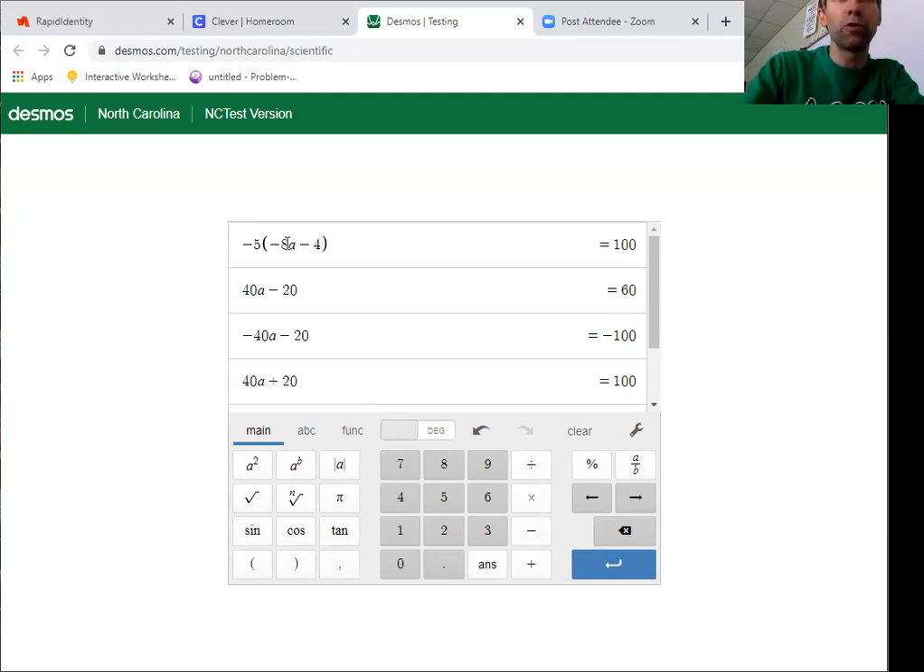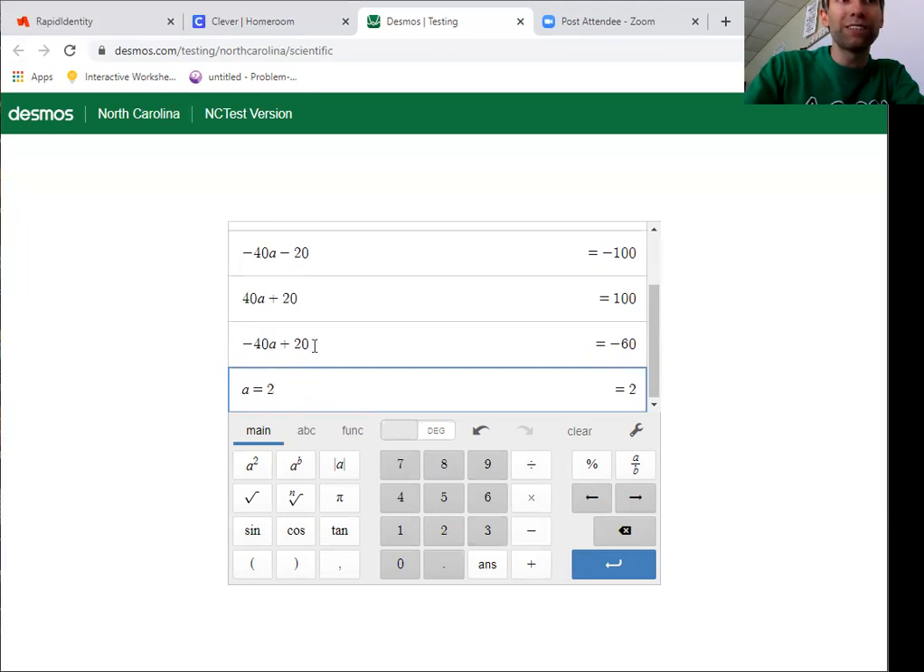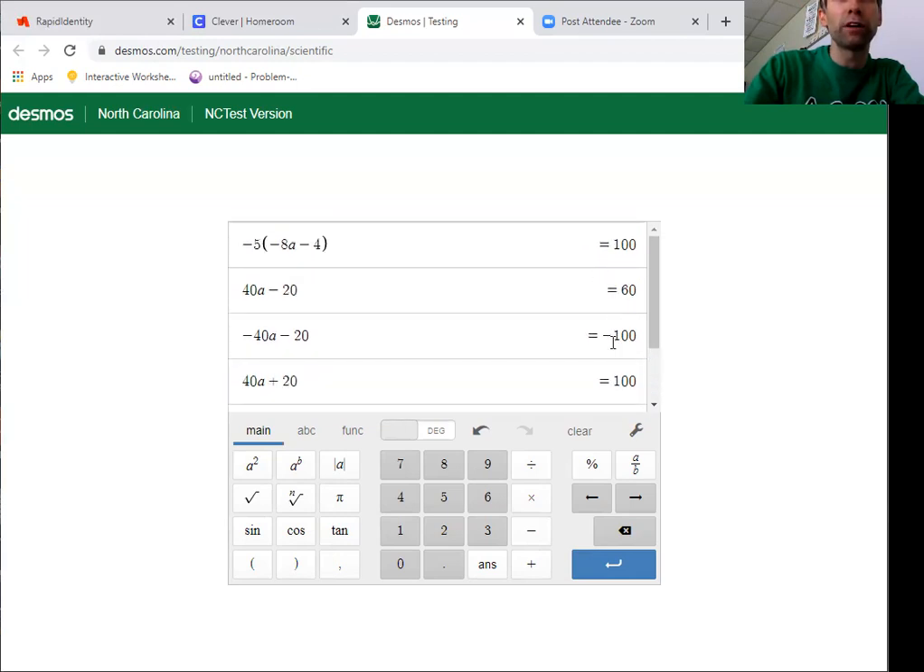So like I mentioned to you before, if this was the original problem, here was letter choice A, letter choice B, letter choice C, letter choice D, and when I substituted 2 in for A, it showed me that the original problem should be 100, and this one was 100 right here, so therefore this one would be my answer choice. Let's look at another one.